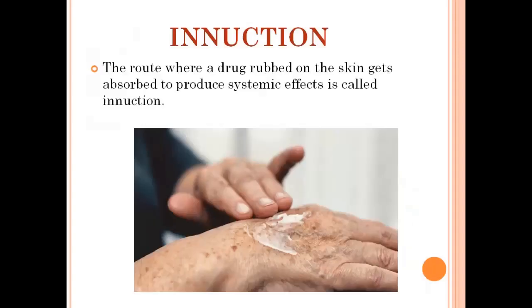Inunction. The route where the drug is rubbed on the skin and gets absorbed to produce systemic effects is called inunction. Okay. So slowly through the skin, it gets absorbed into the systemic circulation. That method is known as inunction.